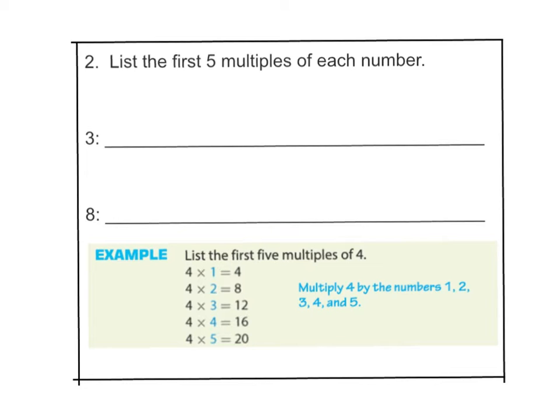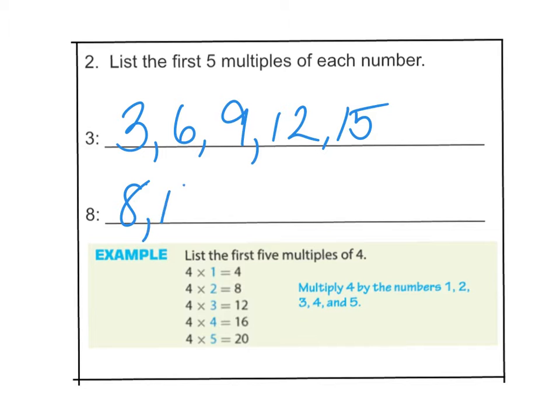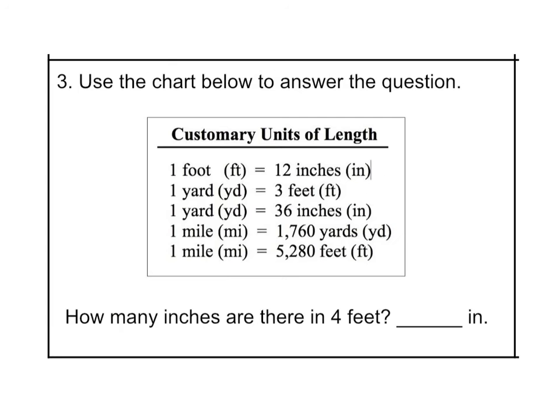So to list the multiples of 3, I'm thinking, okay, 1 times 3, or 3 times 1, then 3 times 2. So here I go, 3, 6, 9, 12, 15. Those are the first 5 multiples of 3. Multiples of 8, I'm going to count by 8s. 8, 16, 24, 32, 40.